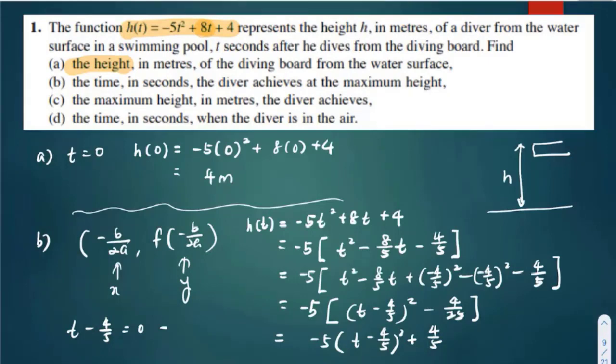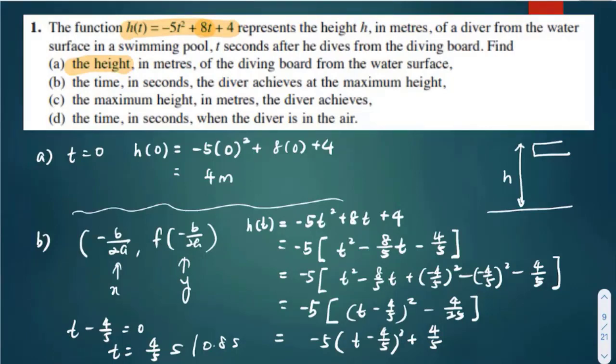Which is how many seconds? 4 over 5 is how many seconds? 0.8, right? So it's 0.8 second. Atau 0.8 saat. Okay? So kita dah dapat inilah.